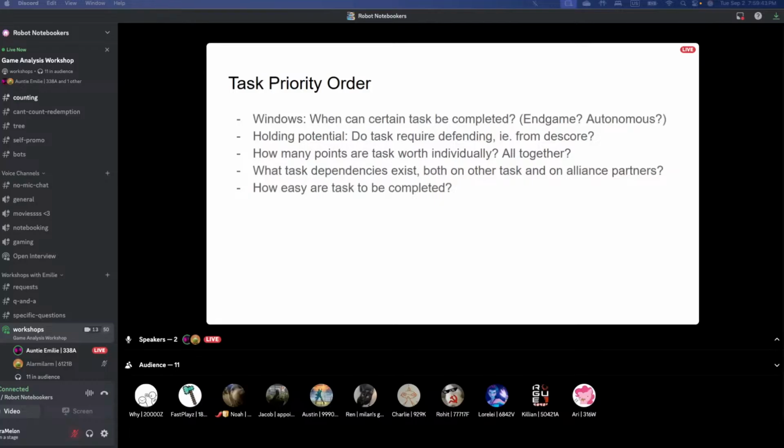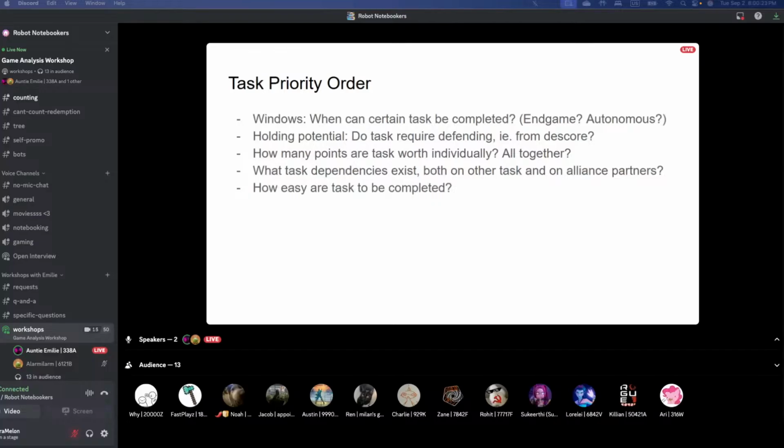You also want to look at your holding potential. So, do tasks require defending? For example, from descore, this would be particularly relevant in pushback. The long tubes are harder to descore in than the short central tubes. So maybe you're looking at filling up the long tubes up until the last 10-15 seconds, where you then transition to the shorter tubes so that your opponents don't necessarily have time to descore the long tubes, and you're not wasting your time continuously scoring and then getting descored and then scoring and descoring in the shorter central tubes.